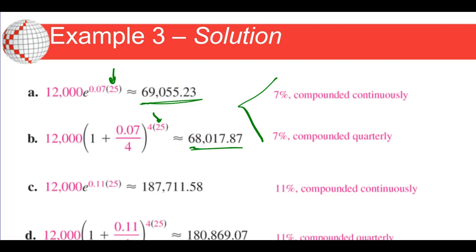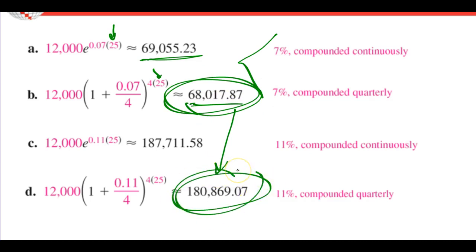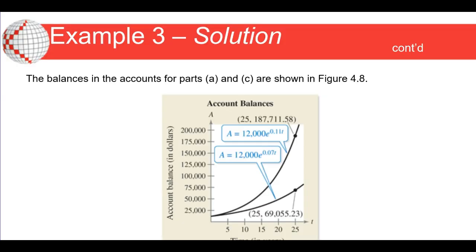Now, 11%, look what happens. That's a big jump between 68,000 and, well, I'll compare the 80,000. That's a big jump, because you wouldn't think it would move that much from 7% to 11%. But again, because so many years have passed, that's significant. So the lesson there is start investing early.